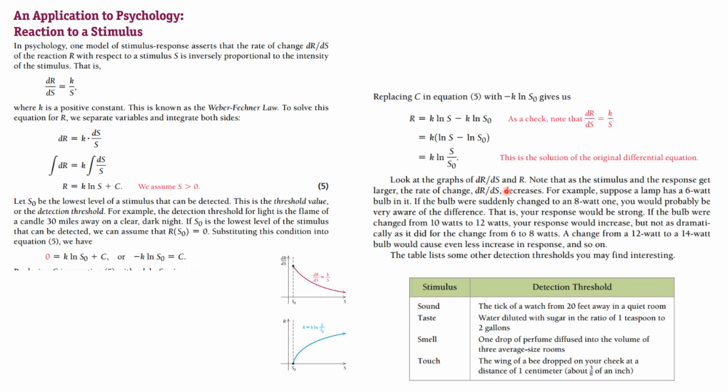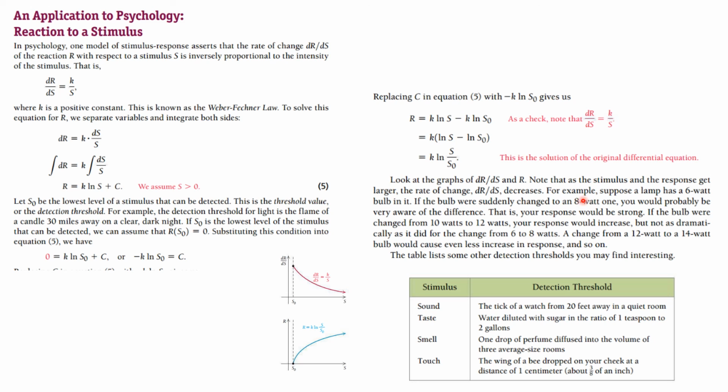Now if you look at the graphs of dr ds and r, then you'll see that r grows like this and dr ds goes like this. So as the stimulus and response get larger, the rate of change decreases.